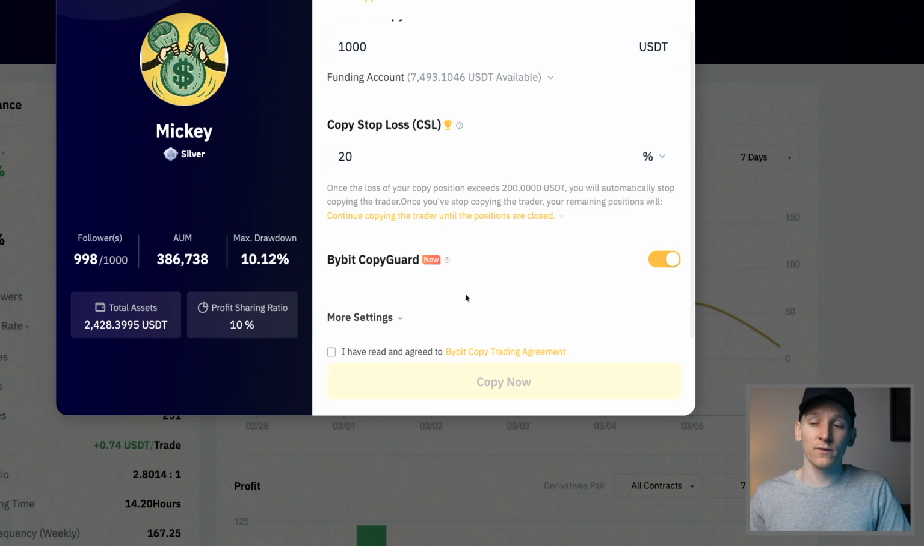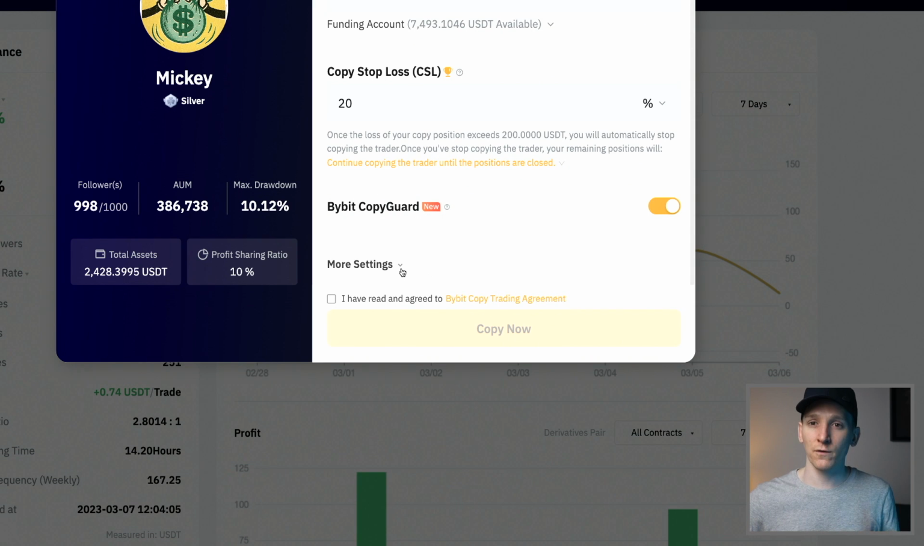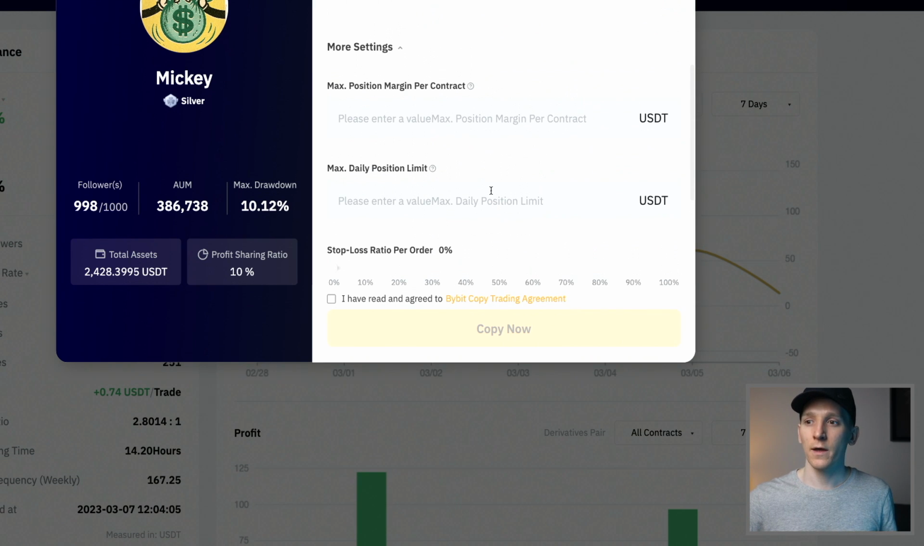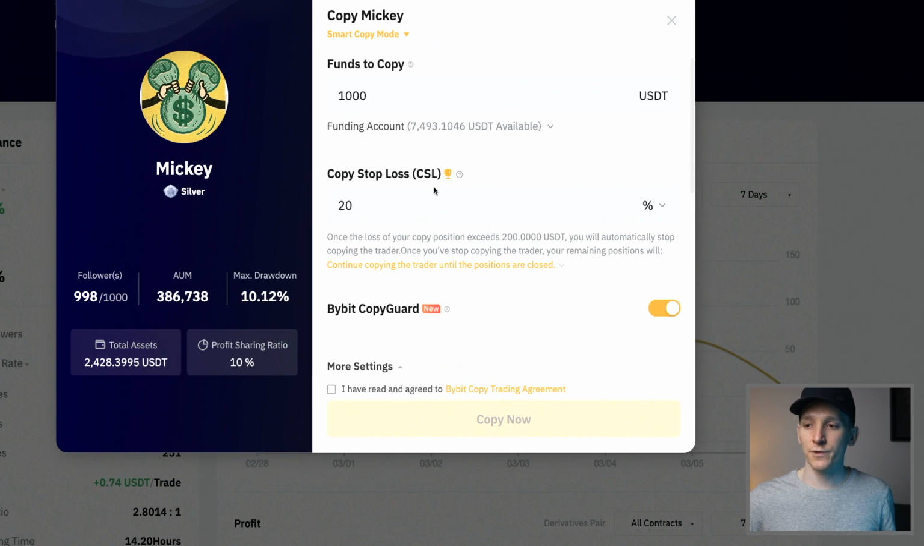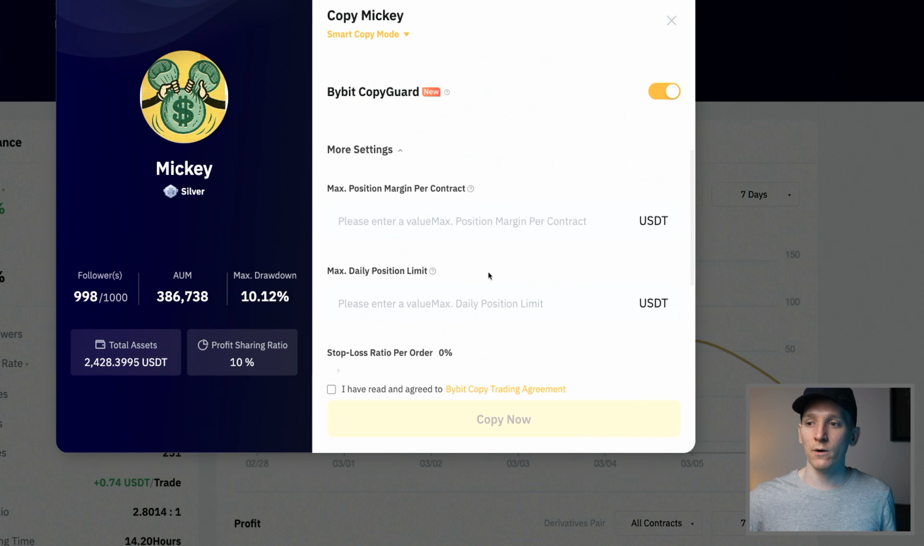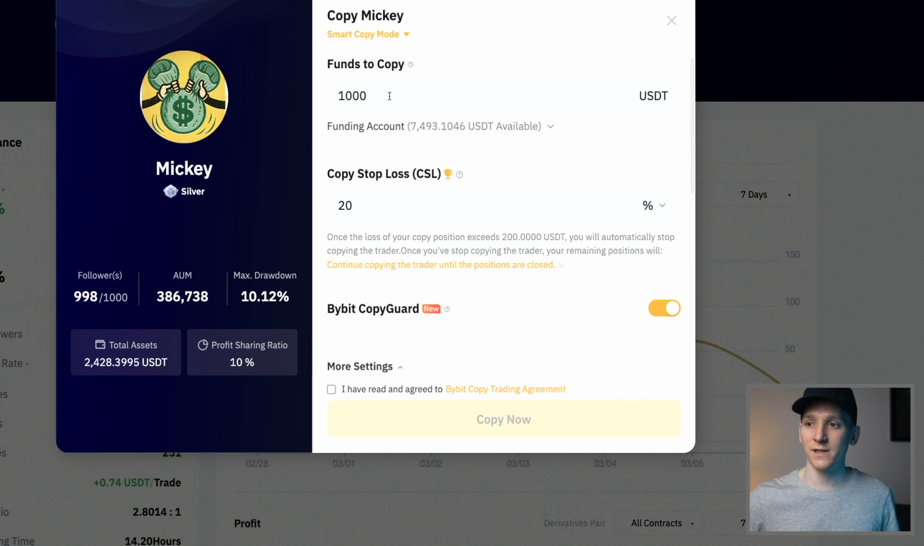We can also drill down into each specific trade, and this is good if you want to limit the amount of risk you're taking per trade. So if we go to more settings, you can see max position margin per contract. Now remember, this copy trader is going to be trading in the futures market, probably on leverage as well. You can actually reduce the amount of leverage taken in your own trades, which I think is really important to make sure that it's within your own tolerances, because what they may do is just use this 1,000, leverage it 20x, and then be in a position that's not great.